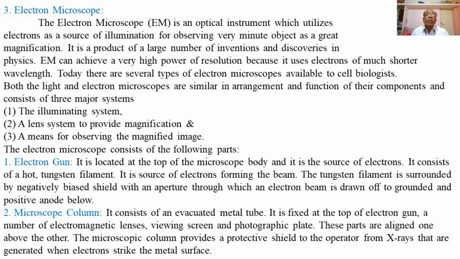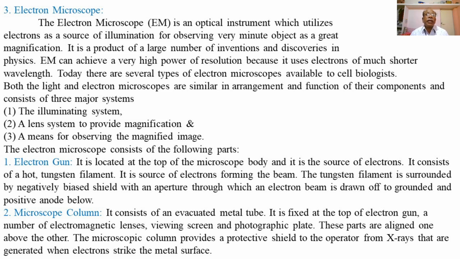The electron microscope is an optical instrument which utilizes electrons as a source of illumination so as to observe very minute objects at great magnification. It is a product of a large number of inventions and discoveries in physics. Electron microscope can achieve a very high power of resolution because it uses electrons of a much shorter wavelength. Today there are several types of electron microscopes available to the cell biologist.